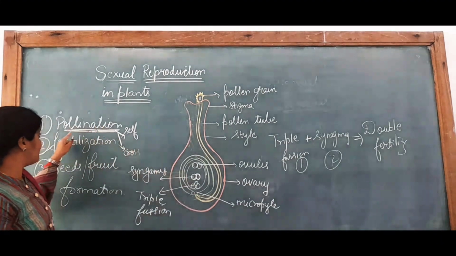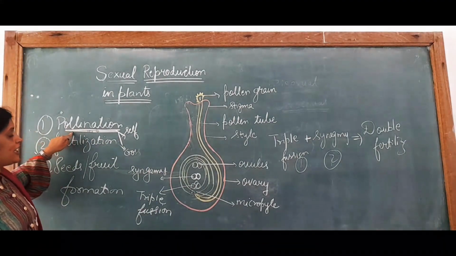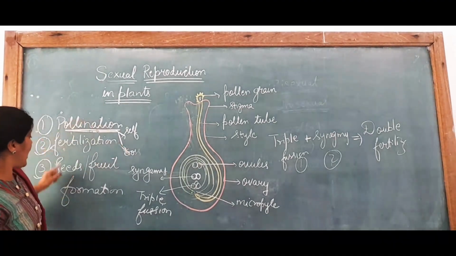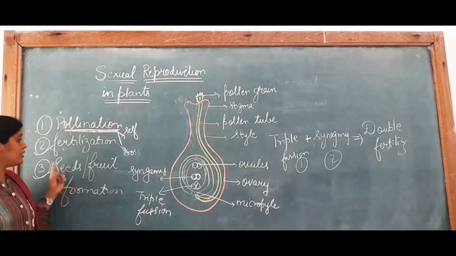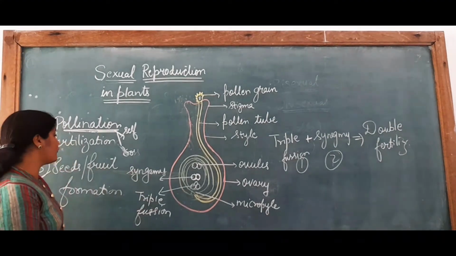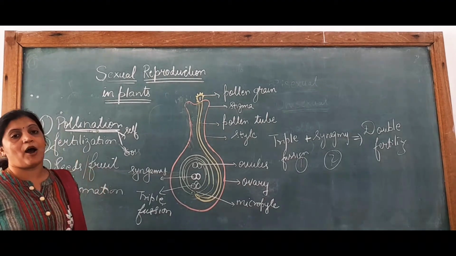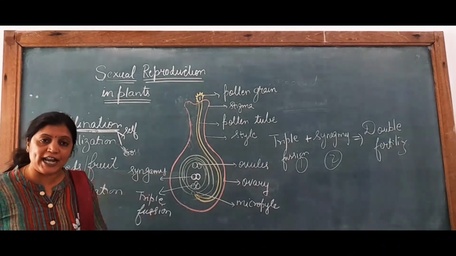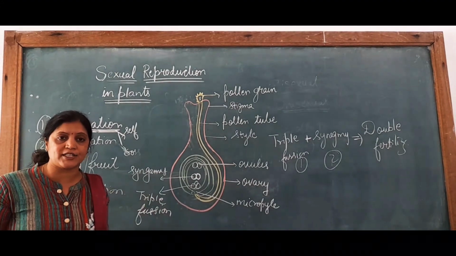So here we have completed pollination, we have completed fertilization. And now the third one, after fertilization. After fertilization, what will form? So let's discuss post-fertilization changes. After fertilization, what changes will occur in the flower?